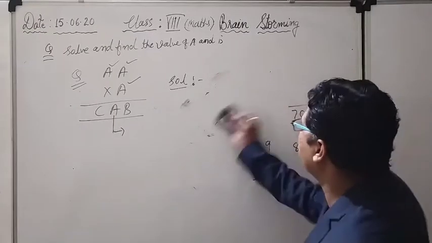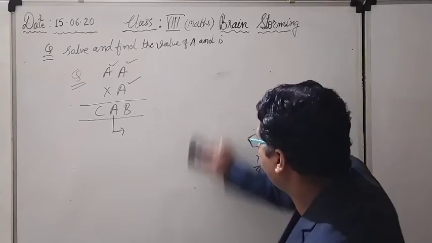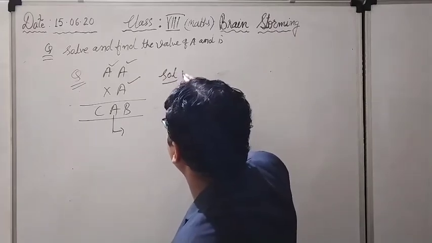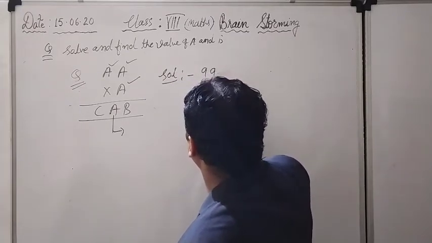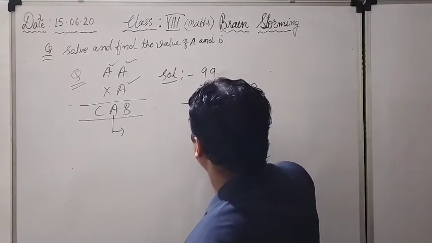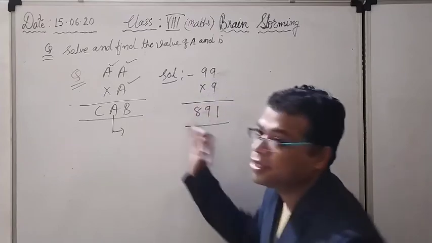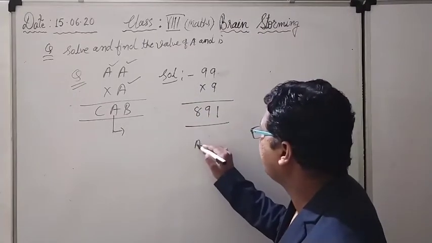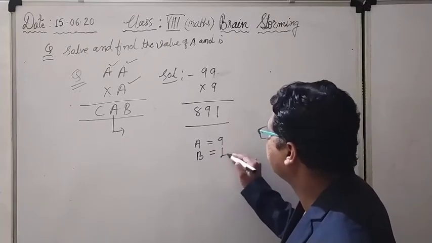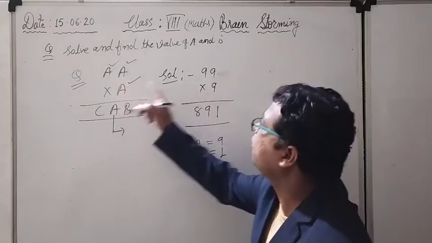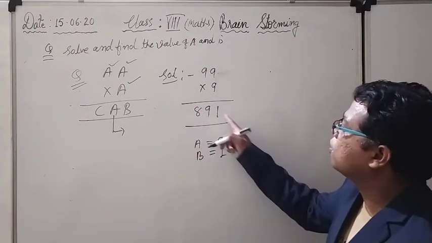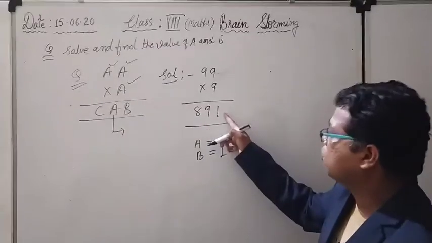So rubbing the other things from here, I am going for the final solution. And what is that? The solution will be 99 into 9: 9 9s are 81, 8 on carry, 9 9s are 81 plus 8, 89. And by seeing both you can calculate the value of A here, 9, and the value of B here, B is 1. See, match the things. A into A, 99 into 9, meaning A is equal to 9, B is equal to 1, because B is the unit digit, B is coming 1 here.